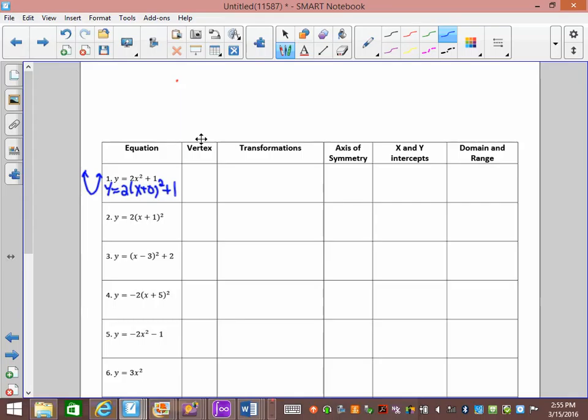So my p value is just 0. You're not going to say negative 0. I know you want to take the opposite sign, but 0 is neutral, so you just call it 0. So this means I moved it 0 right or left. So my vertex is at (0, 1), because you take the opposite of this, keep this, but when it's just 0, it's just 0. 0 doesn't have a sign.